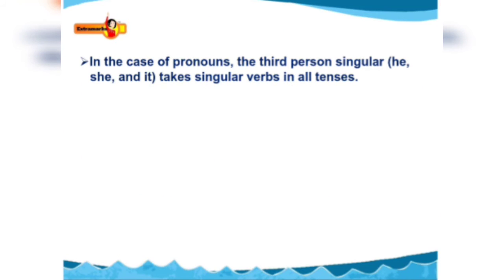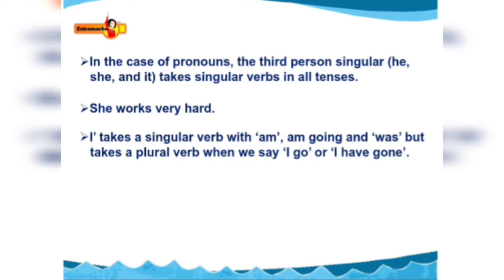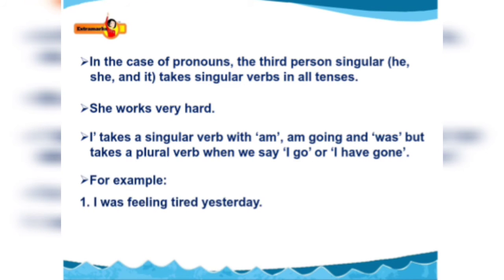There are different rules for subject-verb agreement. Let's take a look at what they are. In the case of pronouns, the third person singular, he, she, and it, take singular verbs in all tenses. She works very hard. I takes a singular verb with am, going, and was, but takes a plural verb when we say I go or I have gone. For example, I was feeling tired yesterday. I am a good boy.